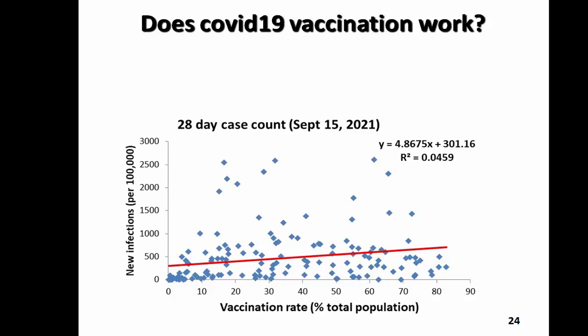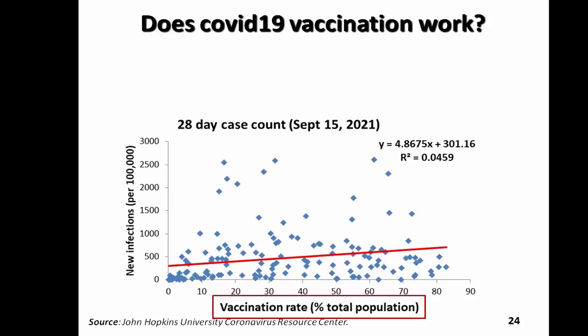We take a look at some data here that were once again available at the Johns Hopkins Resource Center. In these data we have a scatter plot of new infections over a 28-day period ending September 15th, 2021. The vaccination rate as a percent of the total population is used as a predictor variable for the new infections over that 28-day period. And of course what you see here is a scatter plot, and we have a line of best fit.